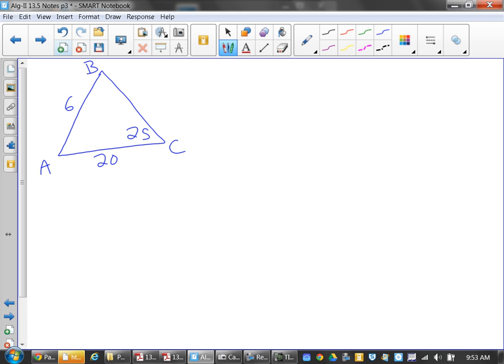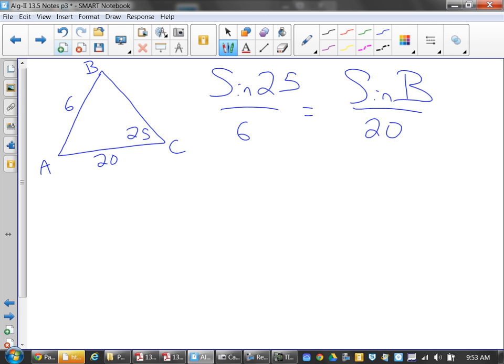So I have triangle ABC again. Angle C is 25, and side C is 6, and side B is 20. As you can see, this is a side-side-angle scenario, because I've got two sides and a non-included angle. Which angle is this diagram trying to force me to find first? B. Good. Let's set up the law of sines to find B. So we have the sine of 25 is to 6 as the sine of angle B is to 20.